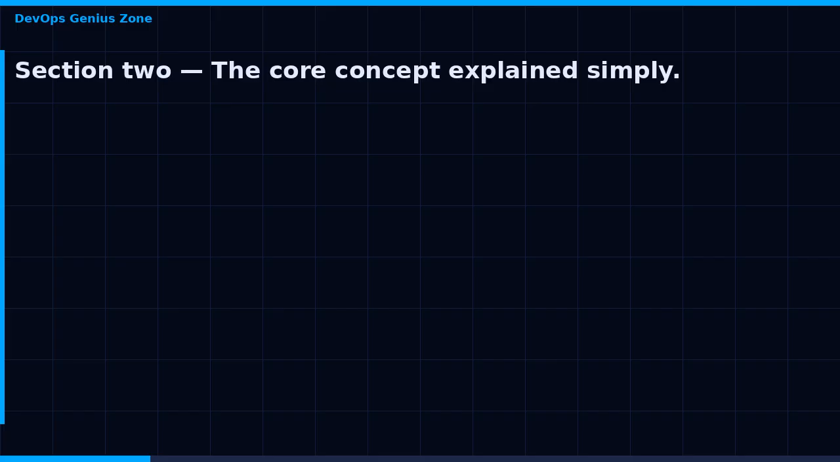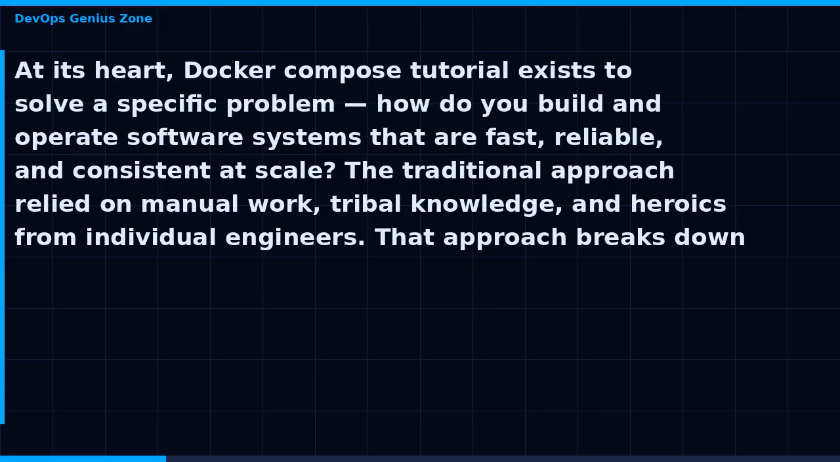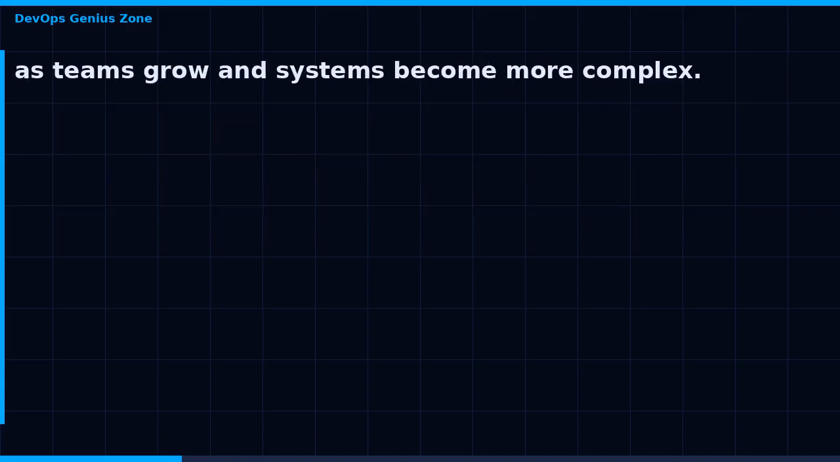Section 2: The core concept explained simply. At its heart, Docker Compose tutorial exists to solve a specific problem: how do you build and operate software systems that are fast, reliable, and consistent at scale? The traditional approach relied on manual work, tribal knowledge, and heroics from individual engineers. That approach breaks down as teams grow and systems become more complex.